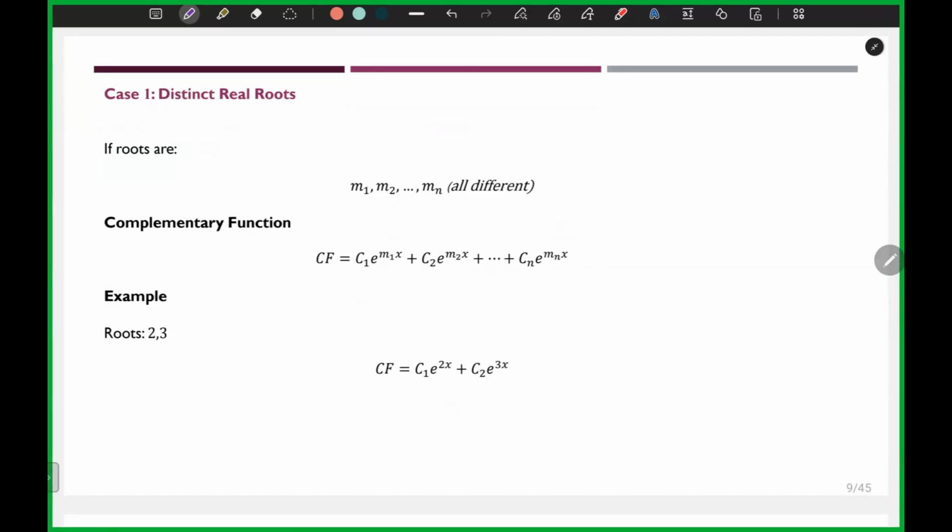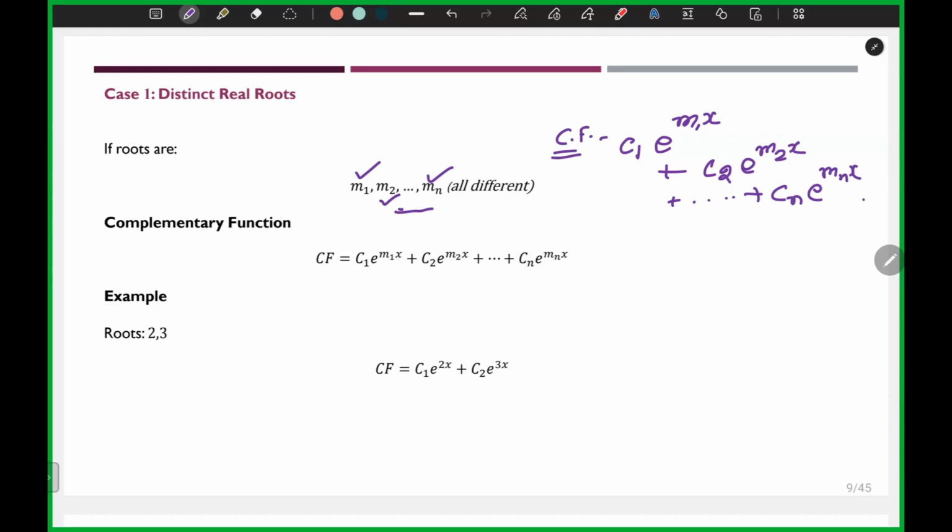So we just write the complementary function as c1 e to the power m1 x. One root is covered, then next c2 e to the power m2 x. Similarly, we have to cover all the roots, that is cn e to the power mn x. So this is the complementary function in this case.